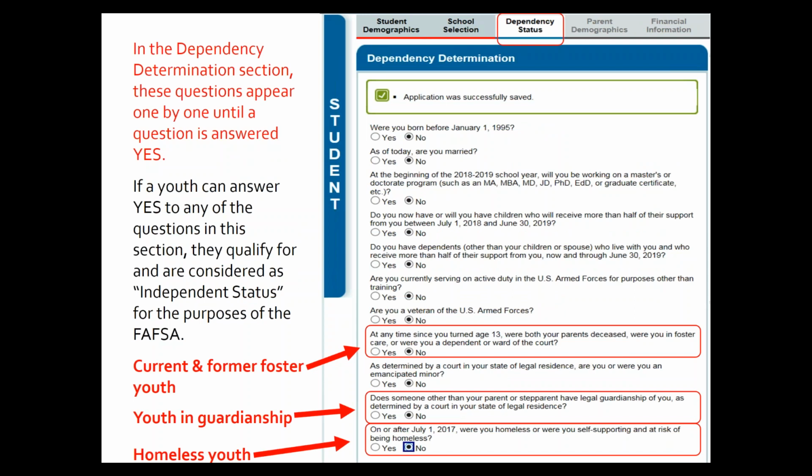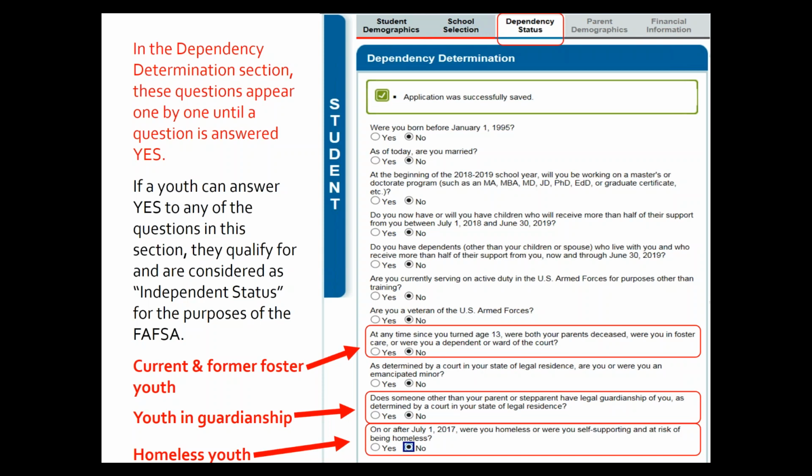Okay, so here is a series of questions that make a student independent. As you can see at the beginning, it asks them if they were born before January 1st of a certain year. If they answer yes to all these questions prior to coming to question 53, which is the first question in the red box, the students will become independent for that reason and did not have the opportunity to answer yes.